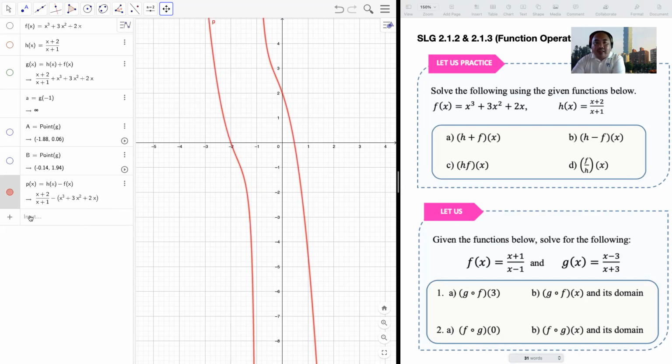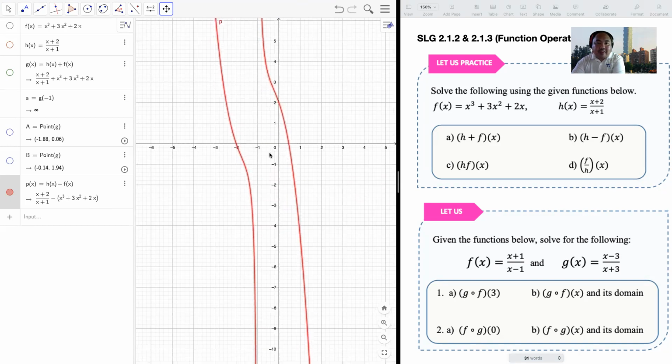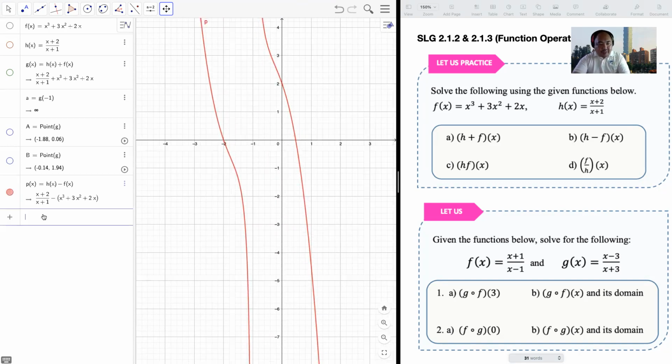Sir, what will be the domain of this function? Again, this function will be defined over all R except at -1. You will see again that at -1 it is asymptotic. Okay, so if you want, you can show that.